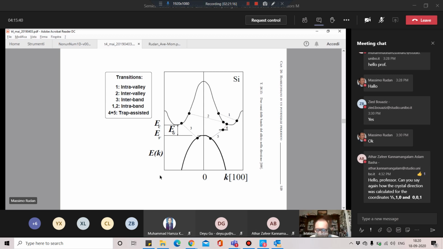And then we have many branches. This curve that I'm following with the mouse is one of the possible branches of the multi-valued E of K function. If you go outside of the Brillouin zone, this curve will repeat itself periodically. So it will go down and then up, etc., periodically, left and right.